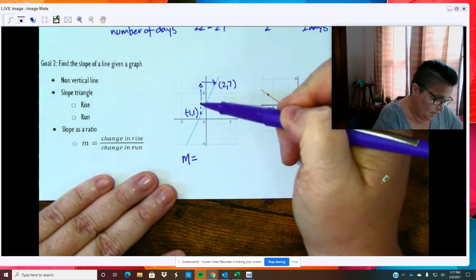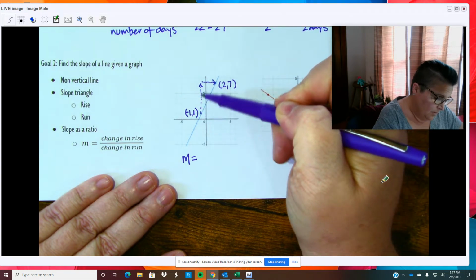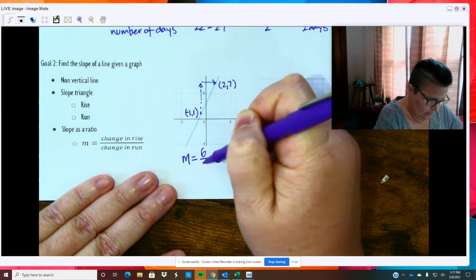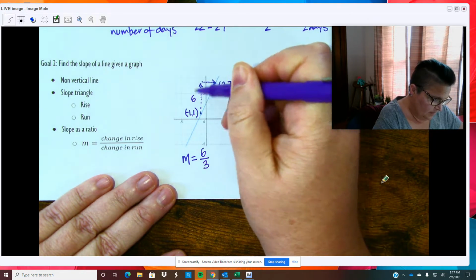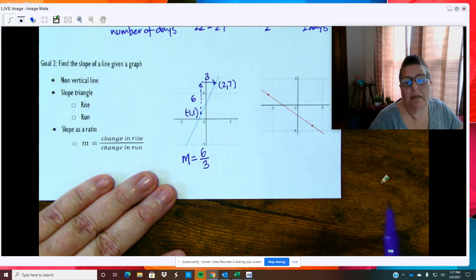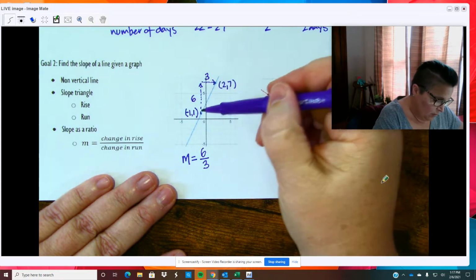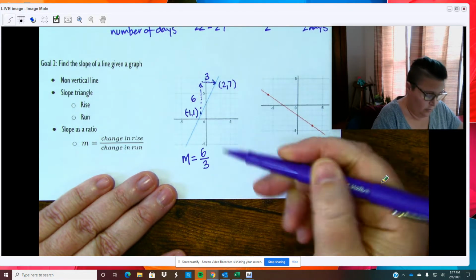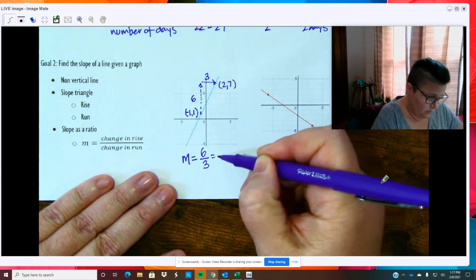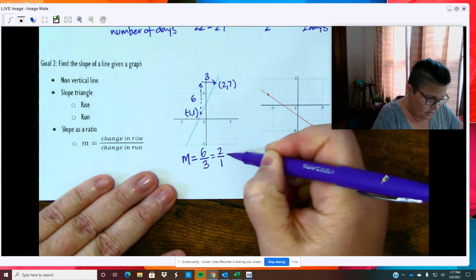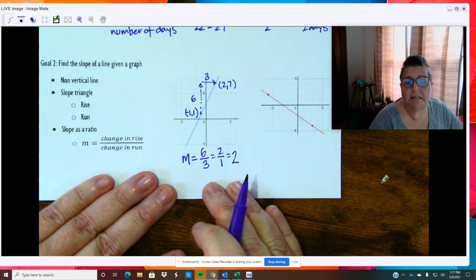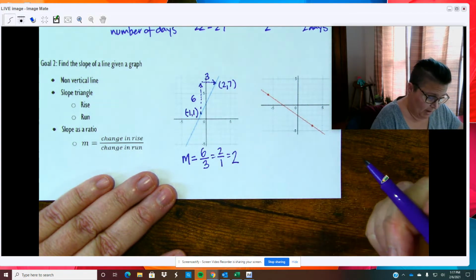From left to right, we're going to go up 6 and over 3. That's up 6 and over 3. So our slope is always the rise compared to the run, and it creates this triangle here. Rise, run, 6 over 3, which we would reduce to 2 over 1, which is the same as 2. So the slope of this line is a 2. I can tell so from the graph.